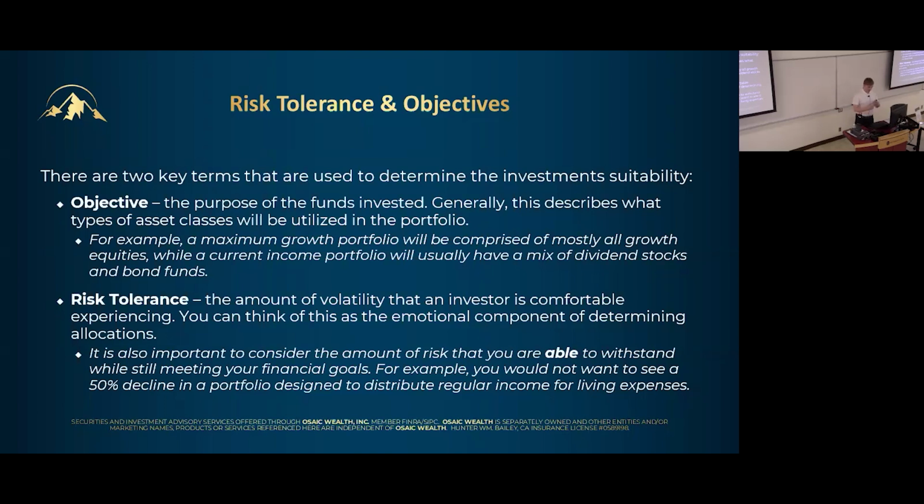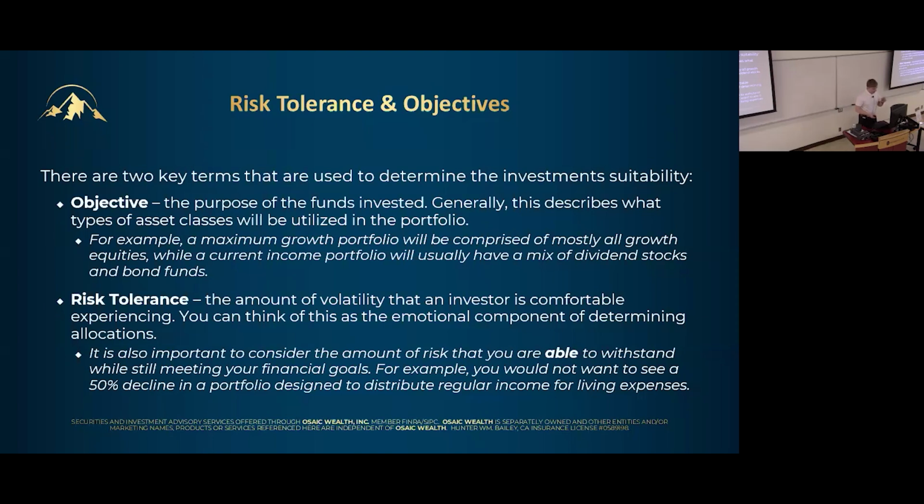Usually this describes the types of asset classes that end up being utilized in a portfolio. So, for example, if we're looking at a maximum growth portfolio, we just want to grow as much as possible. That's going to be comprised of mostly growth equities, maybe some value or just a bunch of different stocks. But a current income portfolio usually will have a mix of dividend stocks and bond funds, because we want things that pay income. If we're trying to generate current income this year, today, we need assets that shoot out current income. Otherwise, we're not going to be meeting our objective.